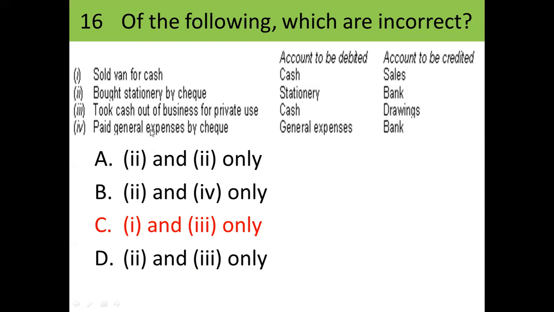Fourth transaction, paid general expenses by check. We debit general expenses and credit bank. Yes. The incorrect statements are 1 and 3. The answer is C.